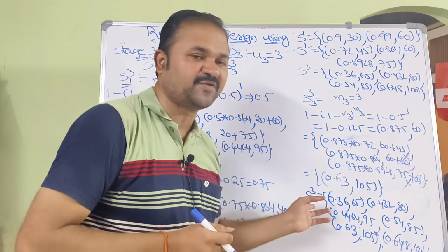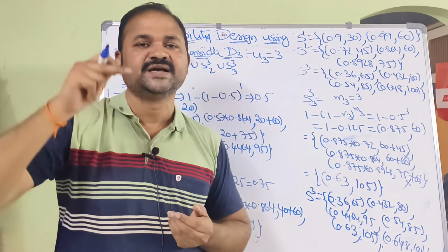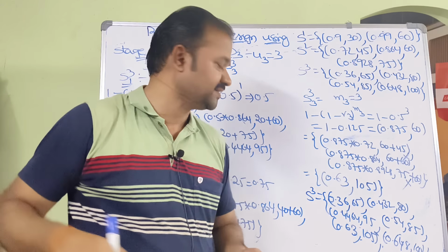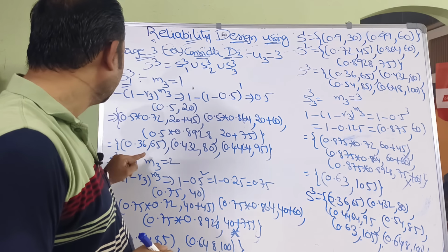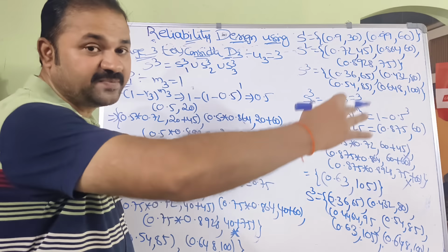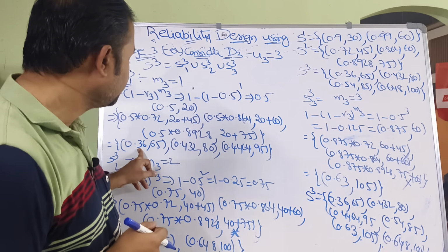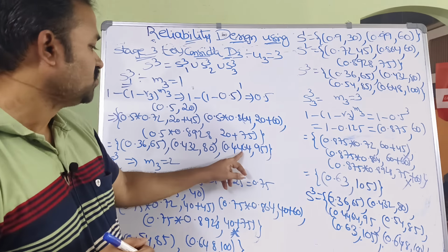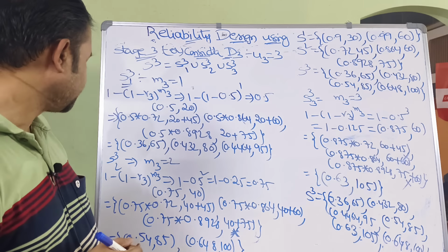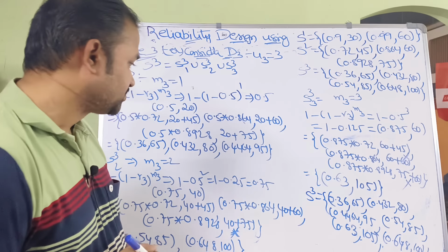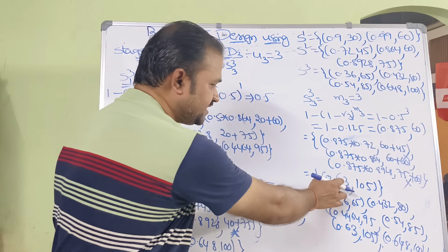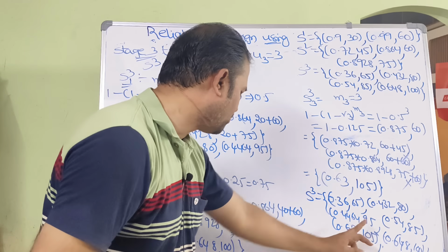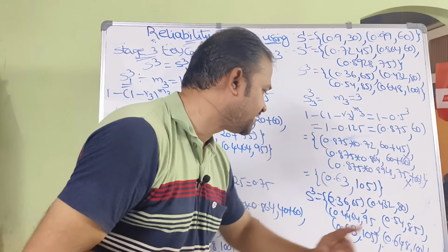Now we have to compute S power 3. The formula for S power 3 is S power 3 1 union S power 3 2 union S power 3 3. So what is S power 3 1? 0.36 comma 65. Arrange them in ascending order based on the reliability. So 0.36 comma 65. Next 0.432 comma 80. Next 0.54 comma 85. So if we observe these two, this value will come first. So 0.63 comma 105 comma 0.648 comma 100.